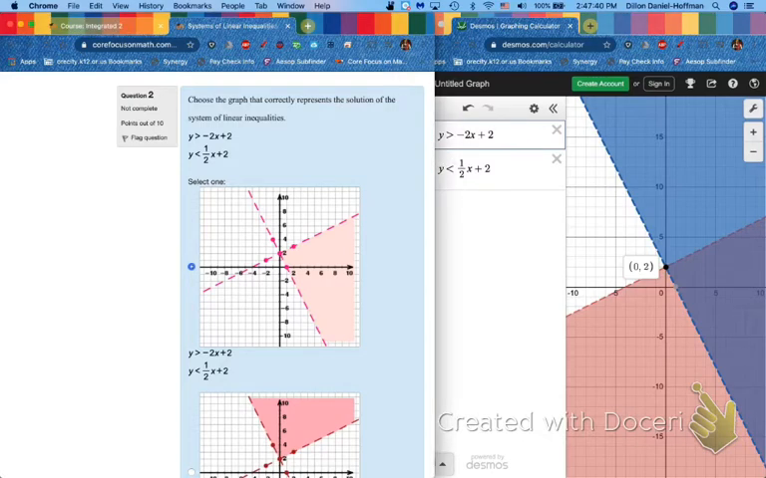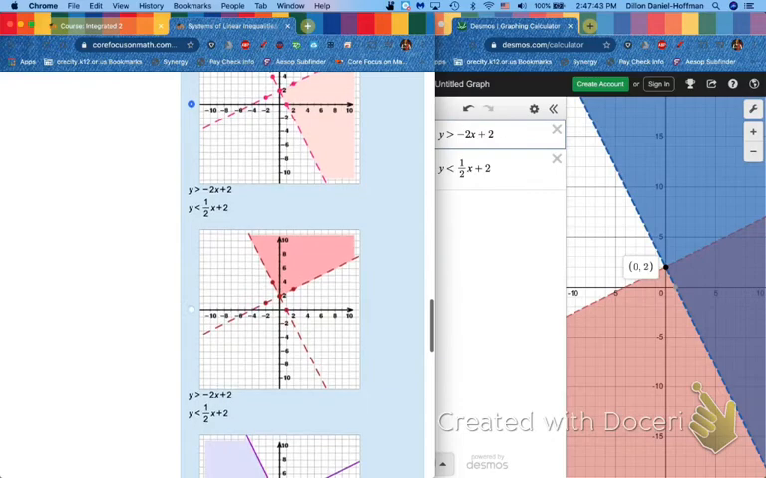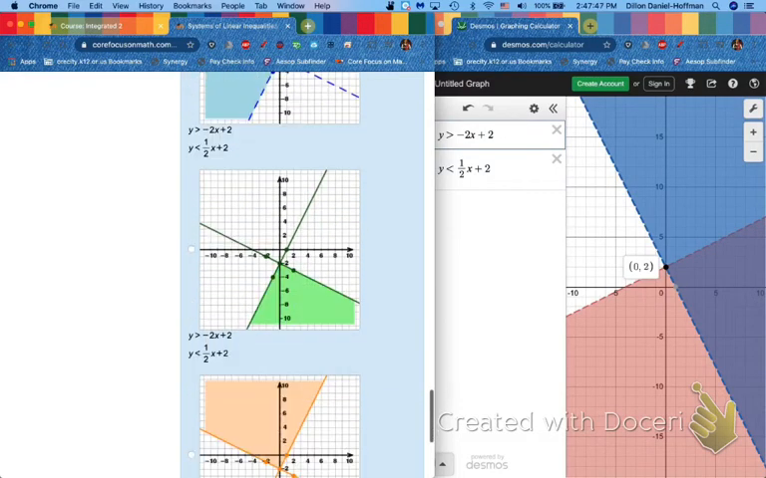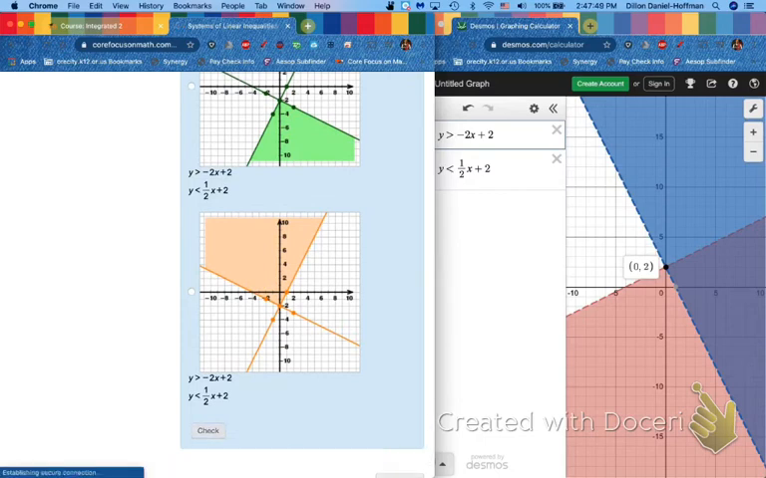Oh, this looks a lot like the first one for me. Second one has it up top. These are solid lines. Down below, solid lines, solid lines. Yep, I've chosen the correct one.